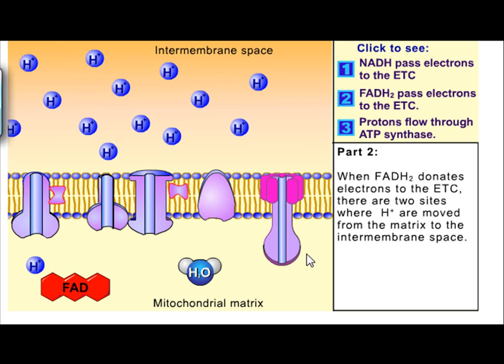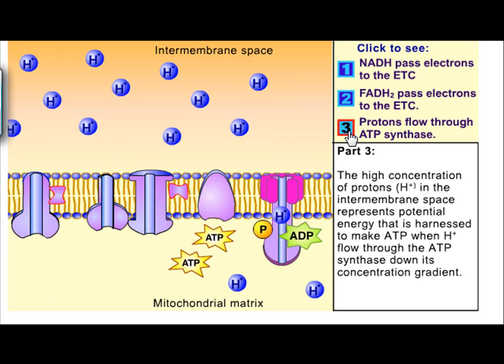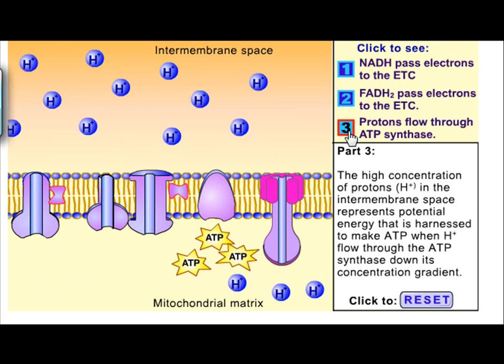So let's watch as those protons travel back through the ATP synthase. Boom! Out comes ATP. Boom! Boom! So on and so on. Remember, we have 10 NADHs and 2 FADH2s that are contributing to this process, and in turn, 34 ATP molecules will be made on the outcome.